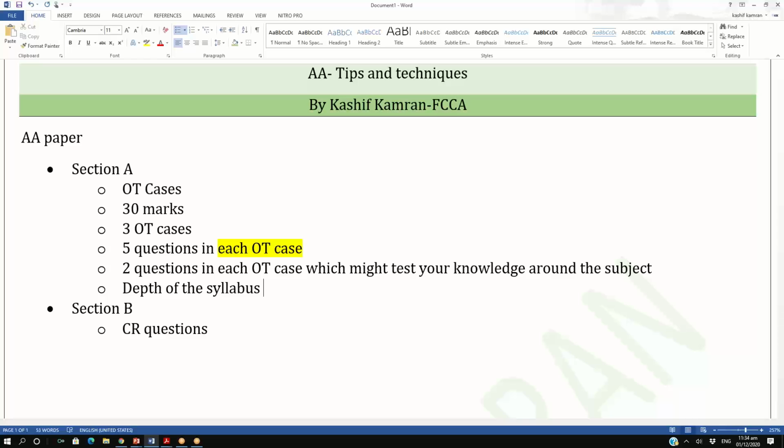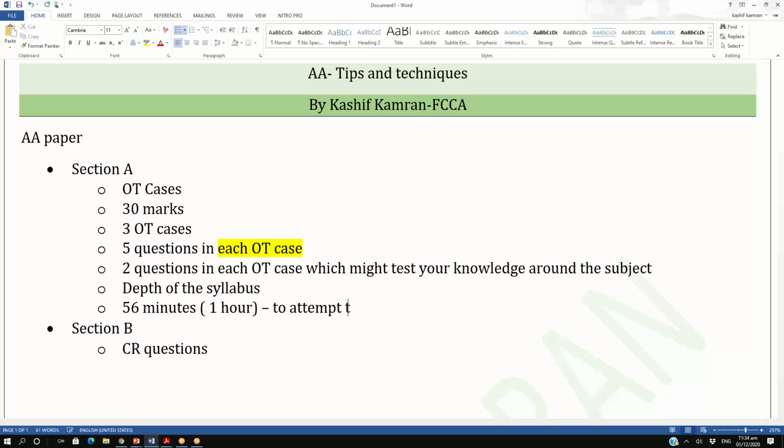Now, the final thing before I show you the OT case and try to drill something out of it is the time. How much time you should be allocating to section A. Ideally, if you go by the rule of 1 minute 20 seconds per mark, you have ideally 56 minutes. If I round that off, you have 1 hour to attempt section A. So you should go very, very carefully. 1 hour is a very good time, and you have 3 OT cases. That means to every OT case, you can give 20 minutes.